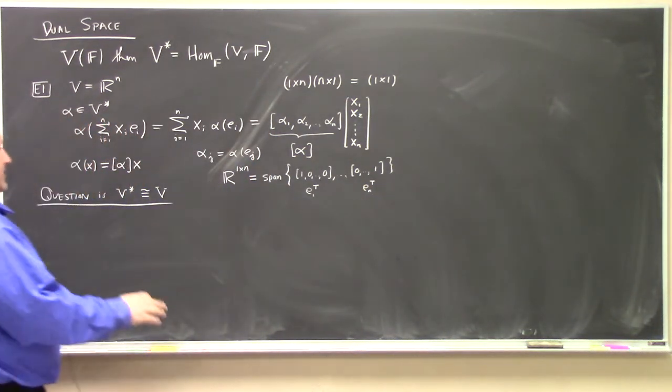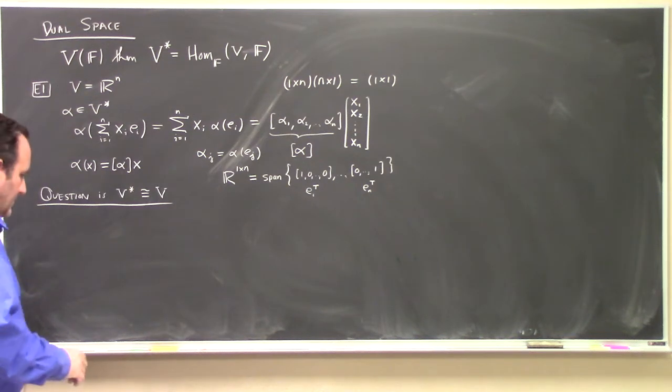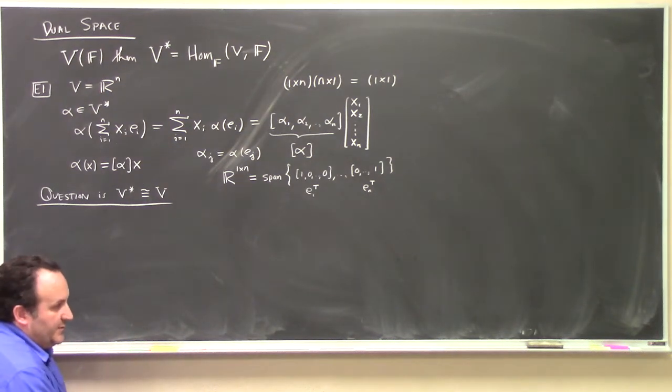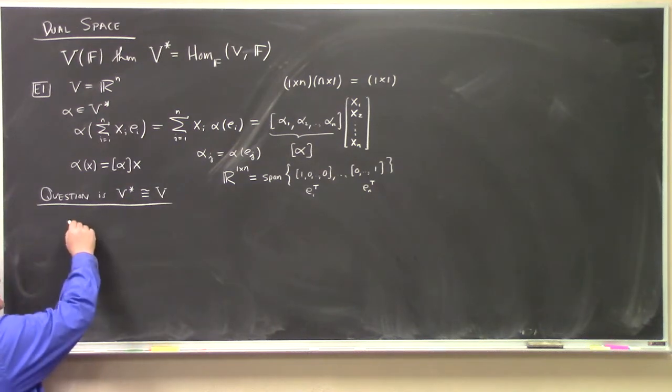So it turns out in the finite dimensional case, yes, the vector space and the dual space are isomorphic. However, in the infinite dimensional case, they don't have to be isomorphic. So when you study functional analysis, they won't look at all linear functionals, they'll look at the ones that are bounded, because otherwise there's too many of them.